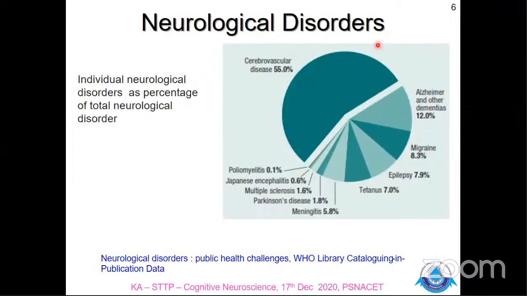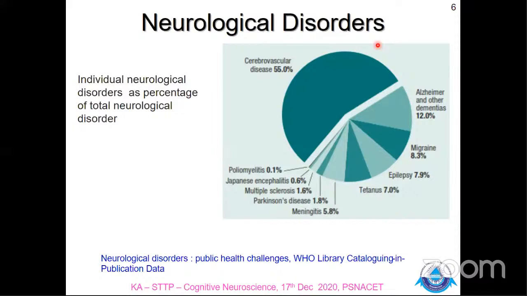Okay. So next, this slide gives the neurological disorders in more detail. In the previous slide, we saw common neurological disorders. Among these there is Alzheimer's disease, cerebrovascular disease, which is brain vascular disease, and epilepsy, which is seizure. If we move on to the neurological disorders themselves, which disorder is very dominant?